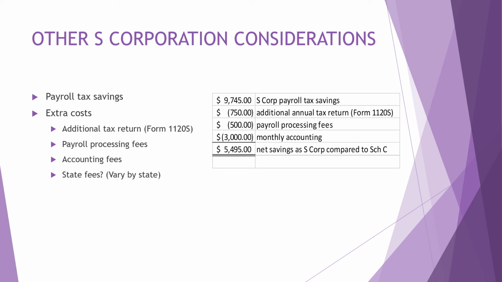So you're still going to be having net savings of just under $5,500, but you do want to take into account these extra fees that you have as an S corporation compared to not having those potentially as a Schedule C.